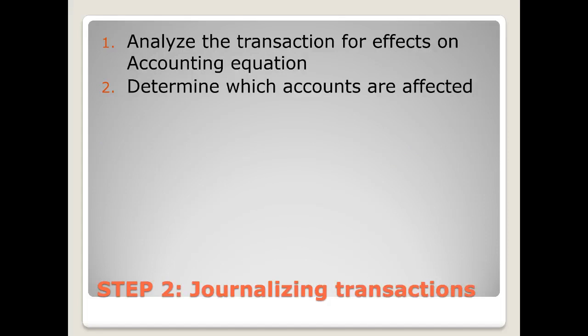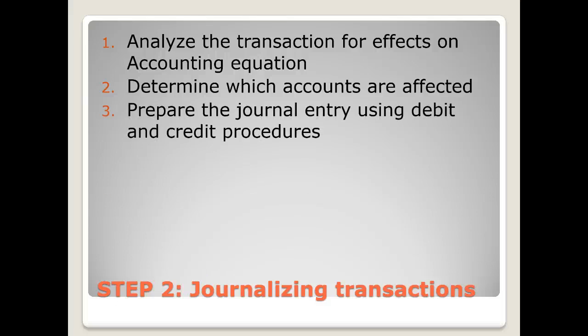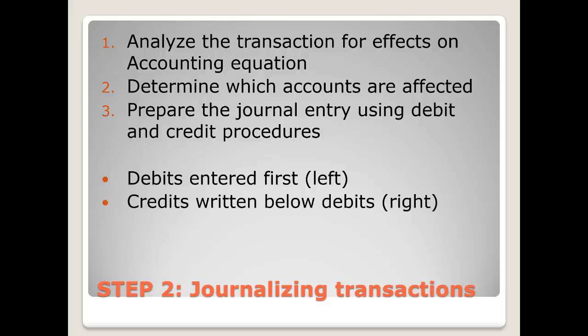First, you have to analyze the transaction for the effects on the accounting equation. Was it an increase in assets, liabilities, stockholders' equity, or a decrease in one of those? And then you determine exactly which accounts are affected. Again, you can look at the chart of accounts inside your textbook. Then you prepare the journal entry using the debit and credit procedures. Debits are always entered first. All the accounts that were debited will be entered first, and then the credits are below that. The total debits in any journal entry must equal the total credits.